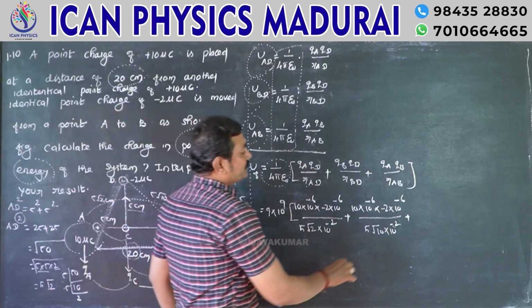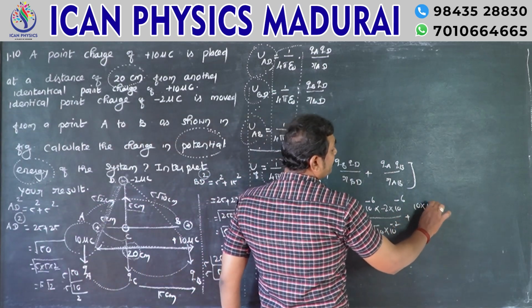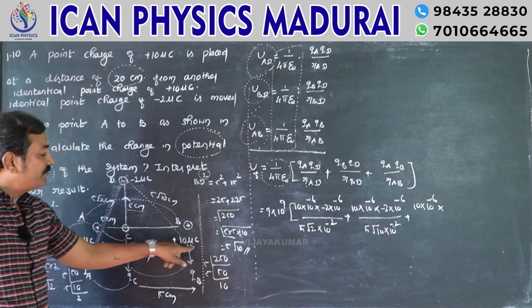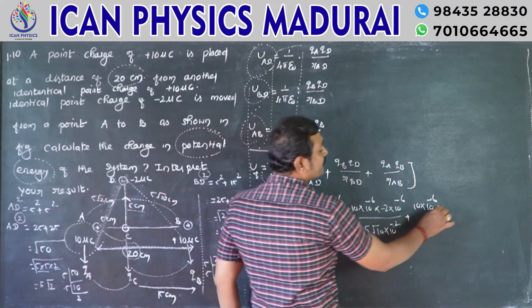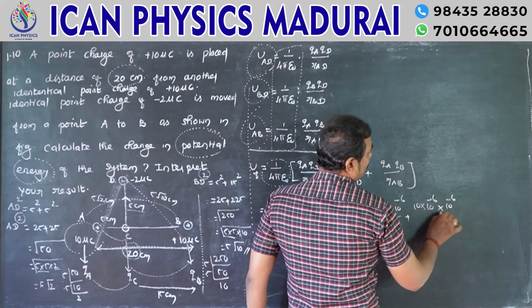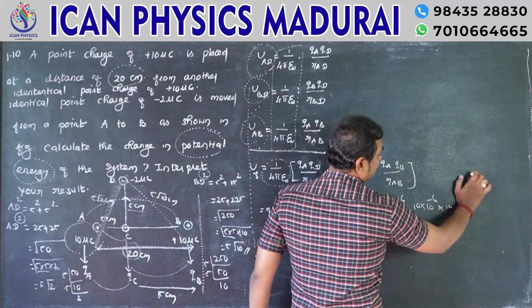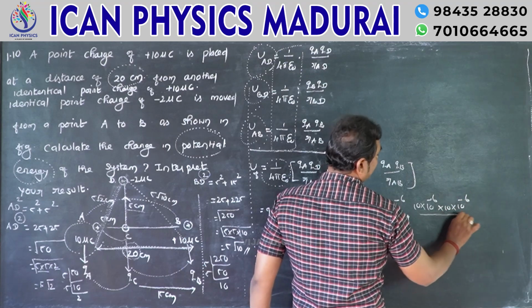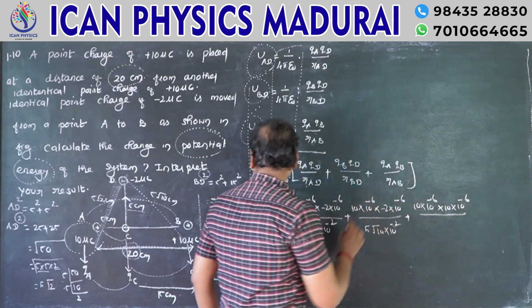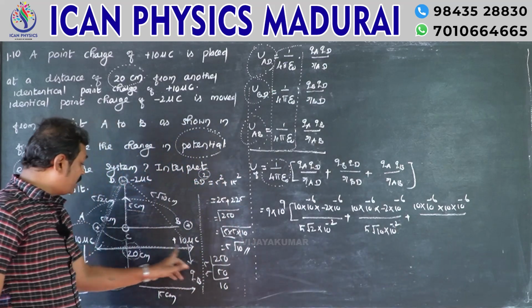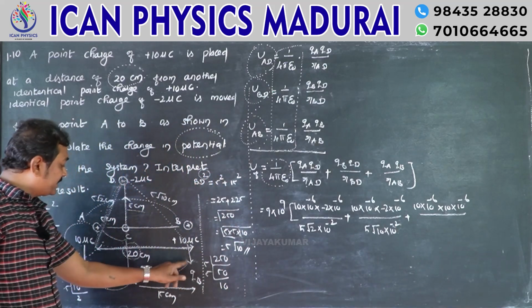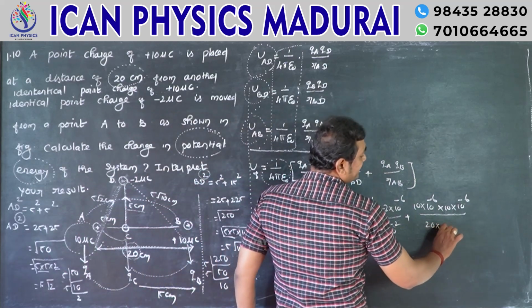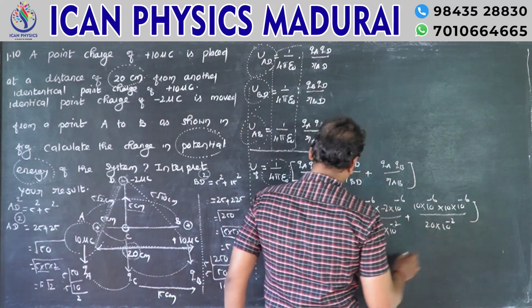10 microcoulomb. So 10 into 10 to the power minus 6 into QB, once again 10 into 10 to the power minus 6, divided by RAB. Now the distance between A to B. A to B distance is 20 centimeter. So 20 into 10 to the power minus 2.